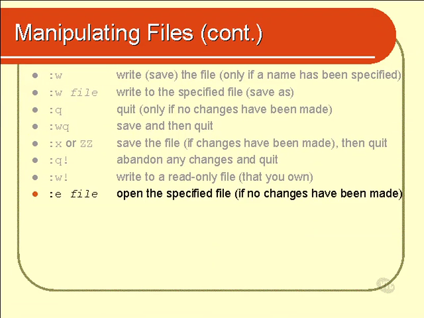:E space file, which means open another file. E for edit, edit another file. Now again, it will only allow you to do that if you have not made any changes. If you have made some changes, use :W to save them before you open the next file.